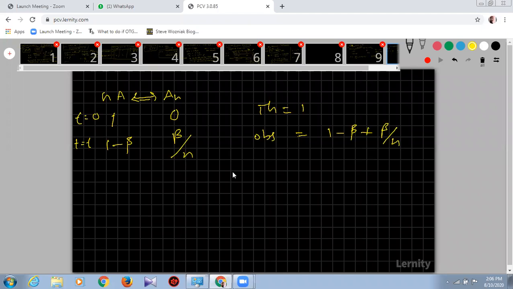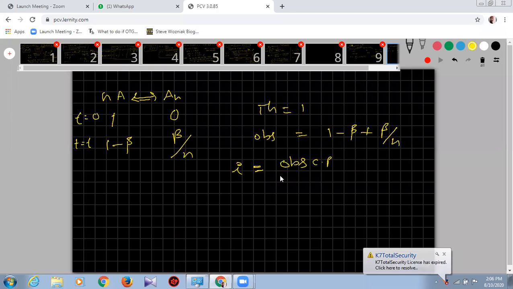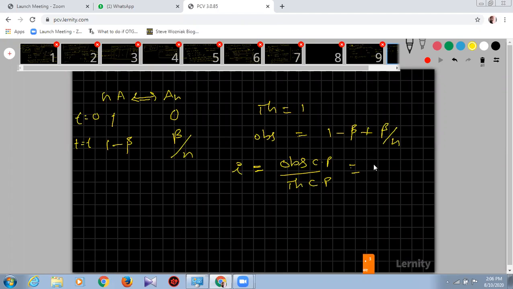Okay, that is the case. Now, i is equal to what? Observed by theoretical. Observed by theoretical colligative property. What is this here? i is equal to 1 minus beta plus beta by n. Okay, so if you do it here, then what do you get? i is equal to 1 minus beta plus beta by n.